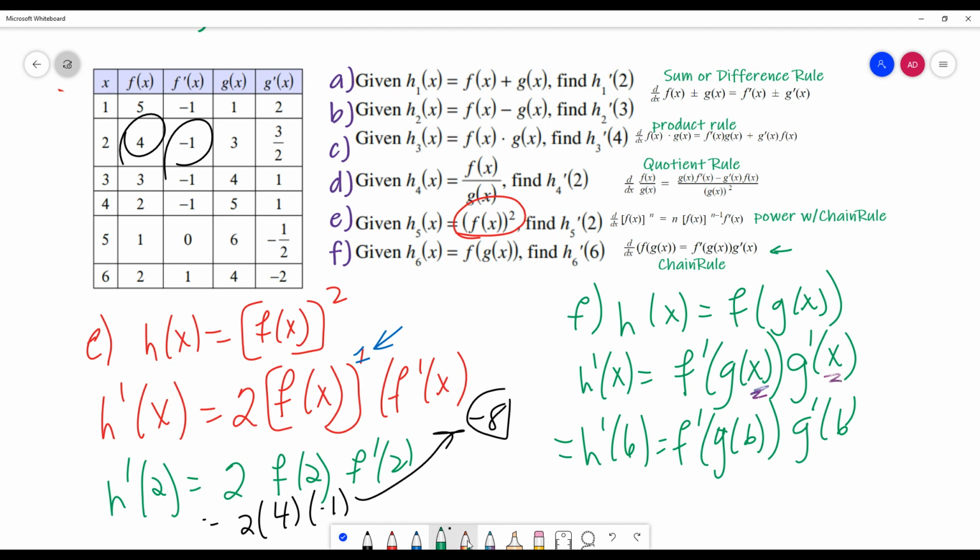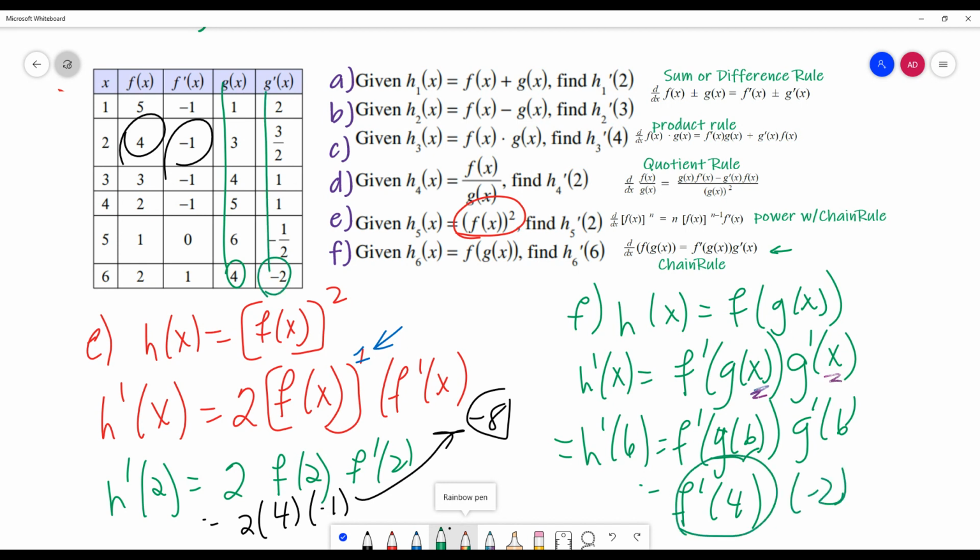So here we are, g of 6, all right? Go to your table, g of 6, woo, it's way down there, it's 4. So that means that I have to find f prime of 4. And then, of course, g prime of 6, well, that's just the number negative 2. So I still have to figure out what f prime of 4 is. Go to your table, f prime of 4, negative 1. Negative 1 times negative 2. Merry Christmas. Happy New Year. There's your 2.